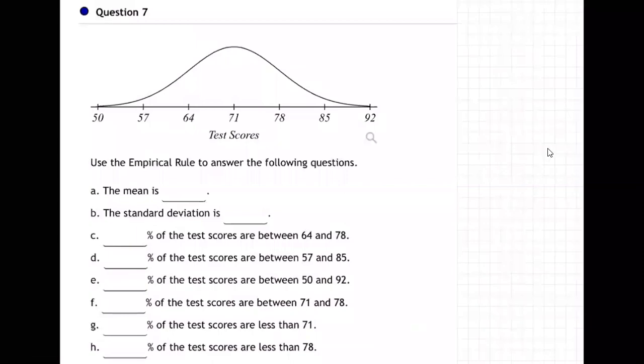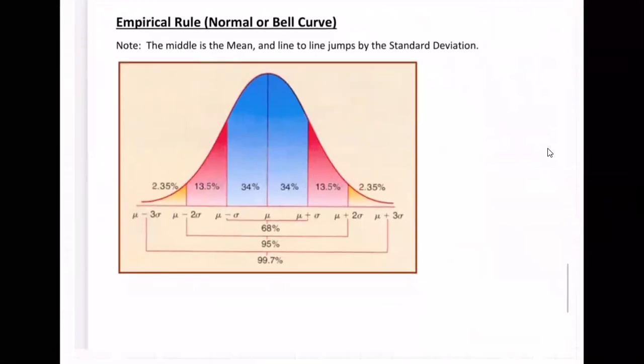Okay, so on number 7, they're giving us, it looks like a bell, doesn't it? In fact, it's called a bell curve. And they want us to use what's called the empirical rule to answer the following questions. Well, what it means, down in the notes, here's the notes.